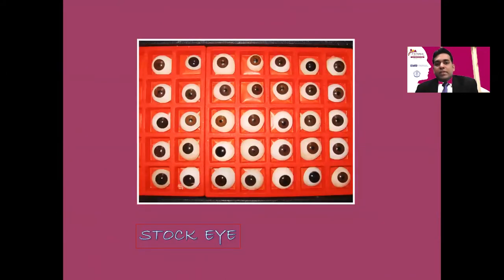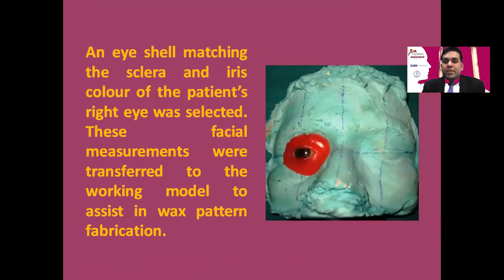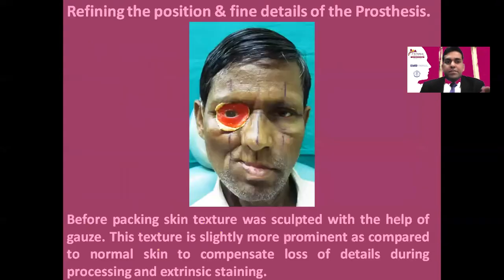You have these stock eyes available in various shades and shapes. You can select a suitable size and shade as per requirement, and then they can be modified and used for fabrication of this orbital prosthesis. So an eye shell matching the sclera and the color of the iris of the patient can be selected, and these spatial measurements can be transferred to the working model to assist in wax pattern fabrication.